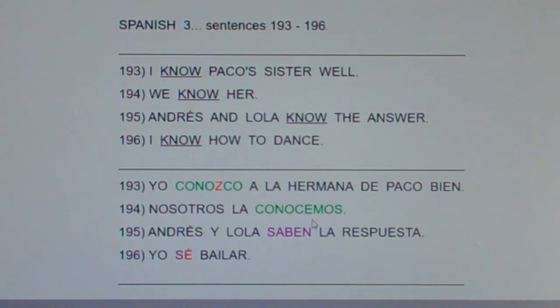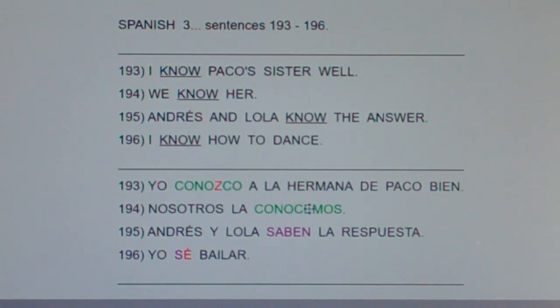Let me say the whole thing. For a fact or how to, you have to use saber. For knowing people or places, you must use conocer. I've got a couple clips labeled saber or conocer. So if that confuses you, check this out.